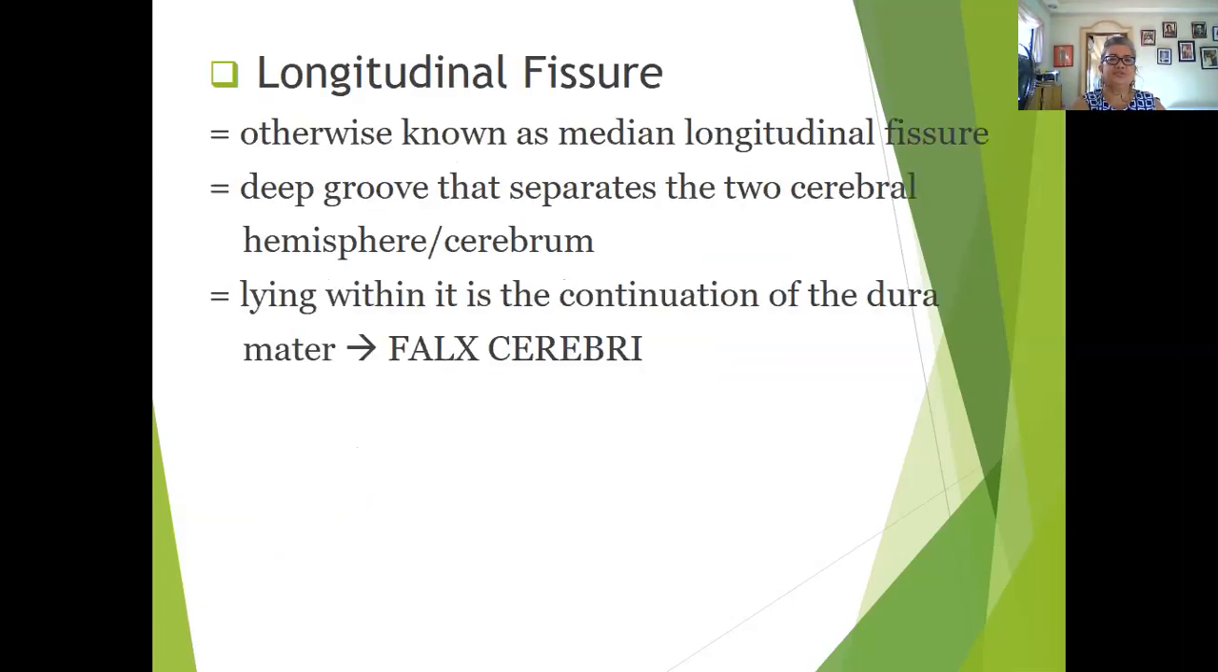So we go to the longitudinal fissure. As I have said earlier, it is known as your median longitudinal fissure. This is a deep groove that will separate the two cerebral hemispheres, or the cerebrum. And lying within it is the continuation of the dura mater, known as your falx cerebri.